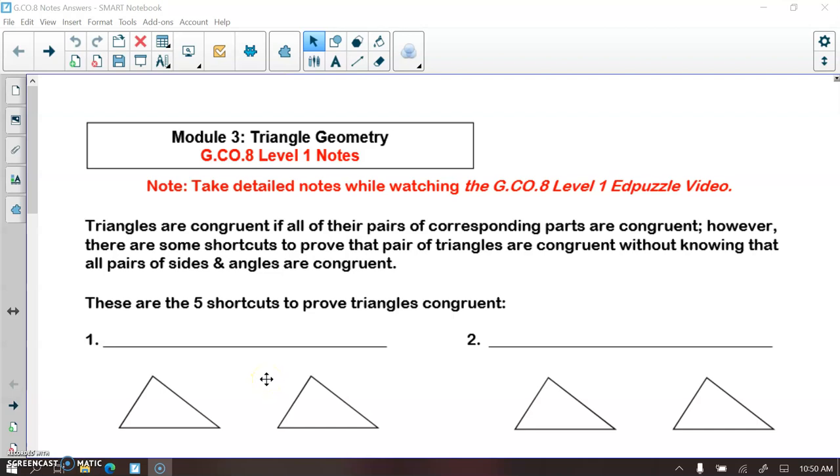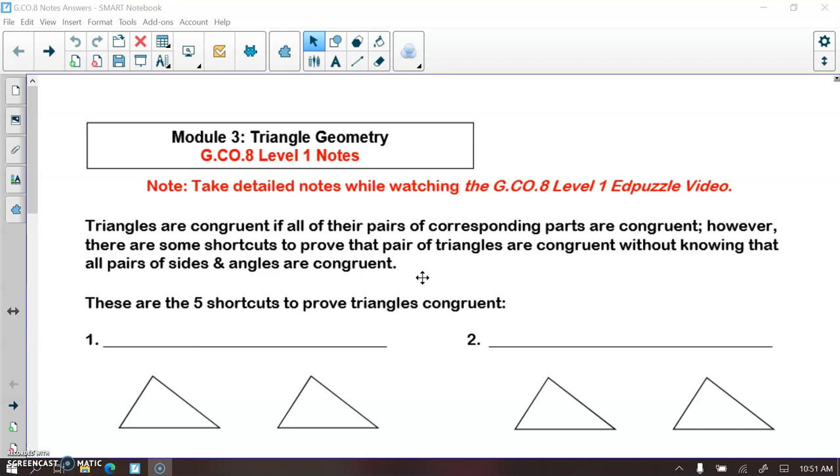All right, so we are starting our triangle unit. And for this standard, we're going to talk about how to prove triangles congruent to each other. So triangles are congruent if all of the corresponding parts are congruent. So if you have two triangles and you know that there's 3 pairs of corresponding sides congruent and 3 pairs of corresponding angles congruent, then you know that the triangles are congruent.